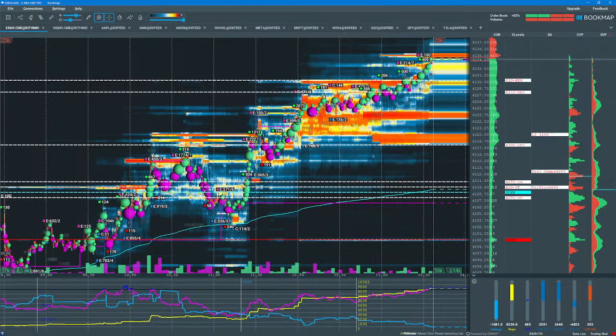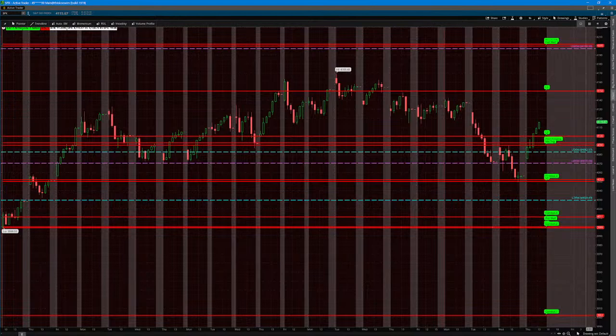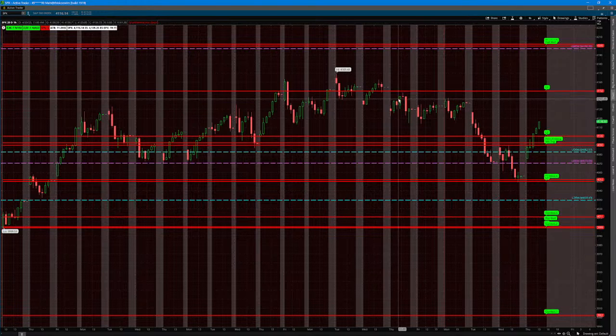And before I go further into this chart, let's take a look at a 20-day 1-hour chart for the SPX. This is showing price and key levels.